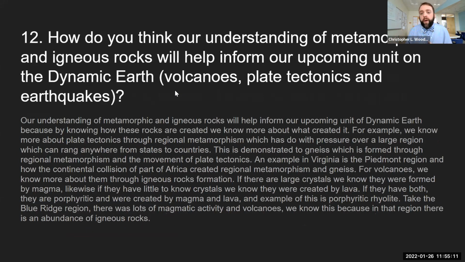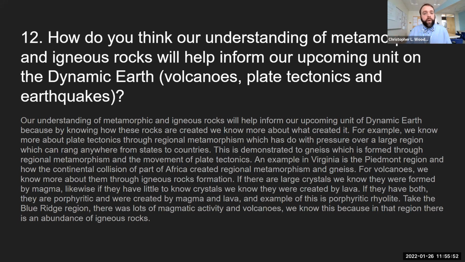For question 12, it was about how metamorphic and igneous rocks could help us on our upcoming dynamic earth unit. Our understanding of metamorphic and igneous rocks can help inform us about our dynamic earth because of how these rocks are created. For example, plate tectonics, regional metamorphism, as things are being pushed apart or pushed together, that can create a lot of heat and pressure over a large region, which can create things like gneiss. An example in Virginia is the Piedmont region, and how we know that continental collision with part of Africa helped create the metamorphic rocks that we find in the Piedmont.